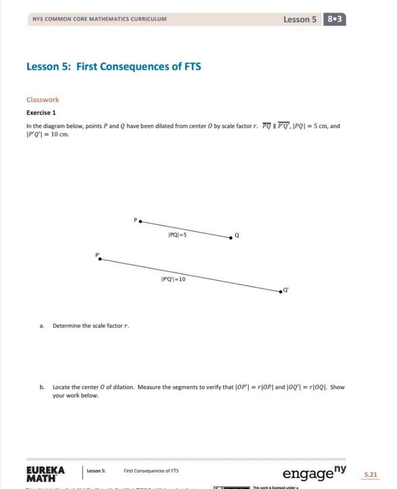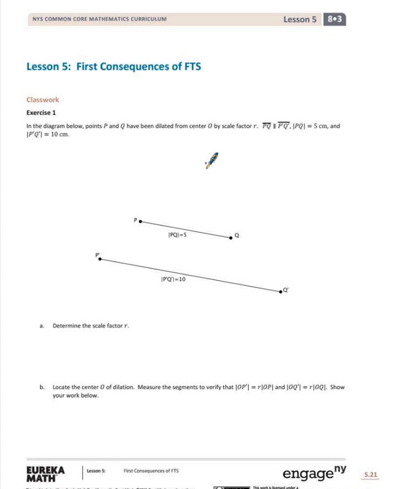Hi, 8th graders. Today we're taking a look at Lesson 5, which is First Consequences of FTS. That's what we've been looking at in the last week. So let's make sure we know what that means, because that would be kind of not good if we didn't know. Fundamental theorem of similarity. And you're looking at page 49 of your book.